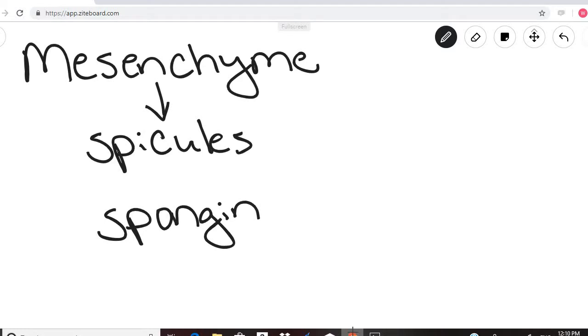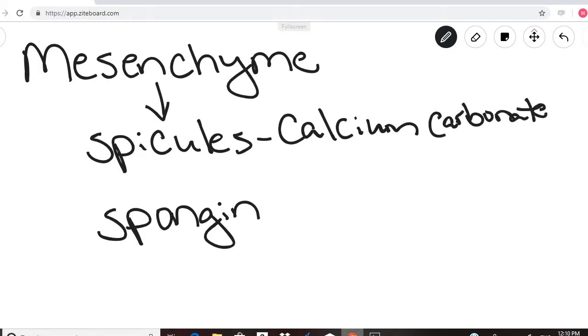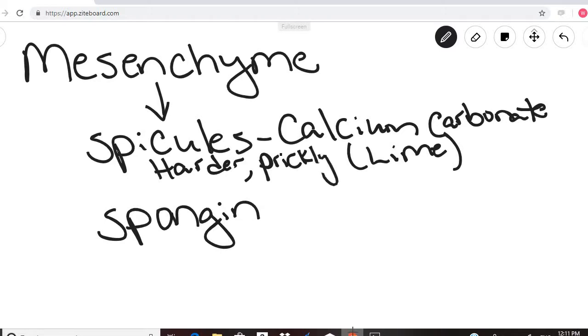The spicules are primarily made of calcium carbonate, which you might have heard of. It's also referred to as lime. So it's harder, more prickly. So the spicules really help to give the sponge its support.